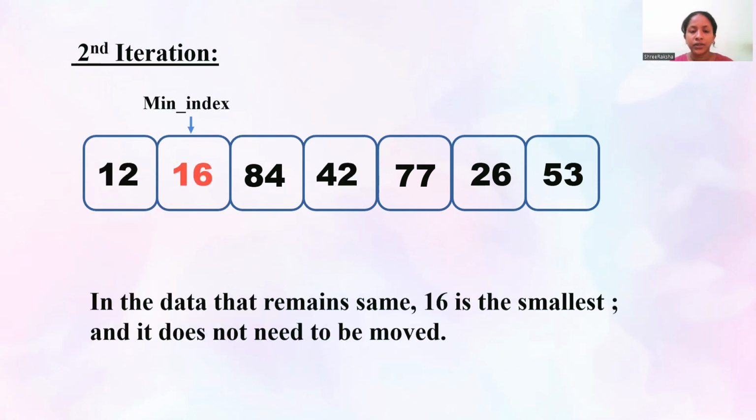In the second iteration, we consider the second element because the first element has been sorted. The second element is 16 and we search for the smallest element in the remaining list. In the remaining list, there is no smaller element, since 16 is the smallest and it does not need to be moved.